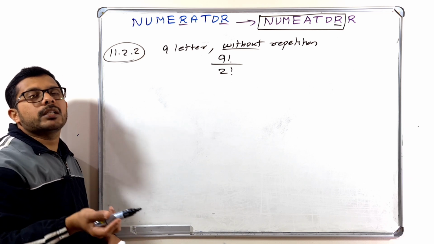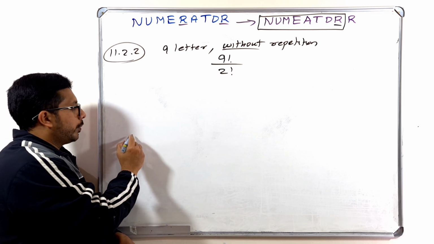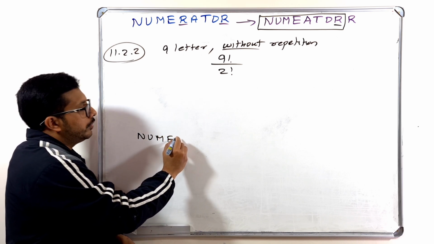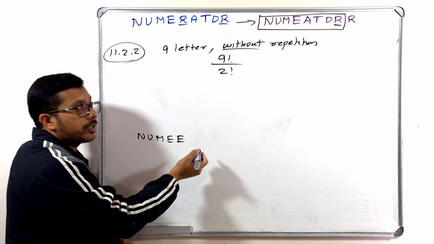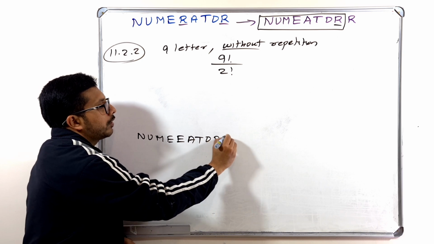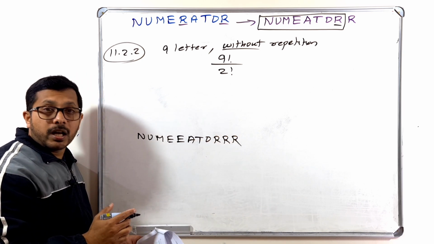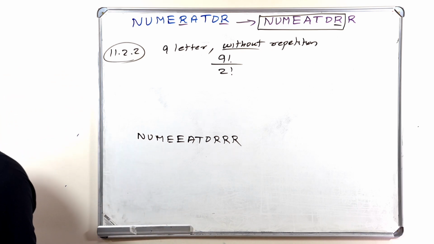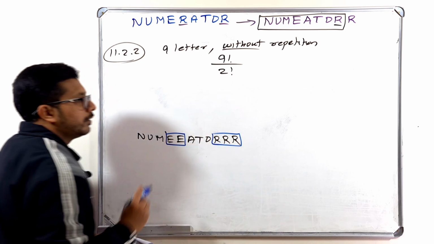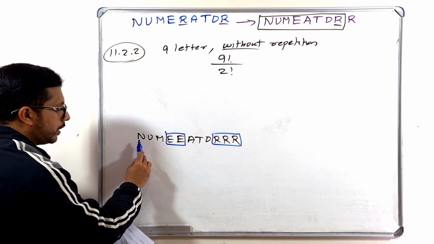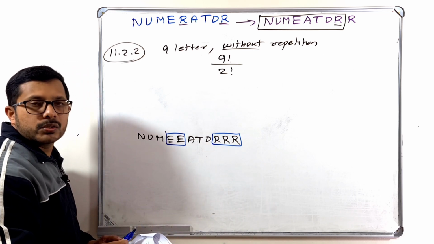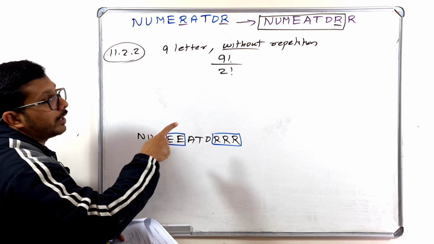Okay, let me write here, if there are 2 E's, just assume that. T-O-R-R. Let's see, here there are 3 R's also. How many E's are there? 2. How many R's are there? 3. Now how many letters are here? 1 2 3 4 5 6 7 8 9 10 11 letters.